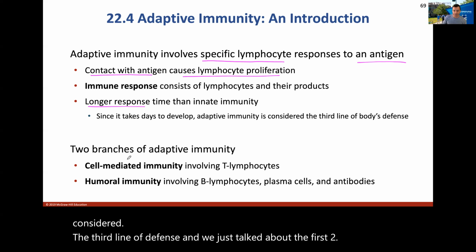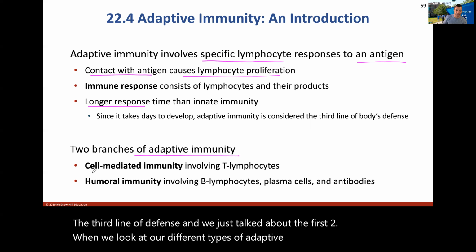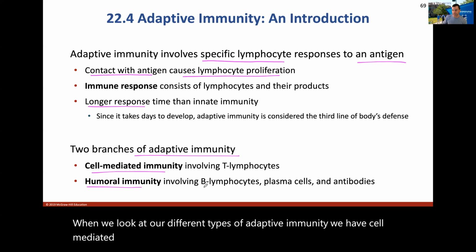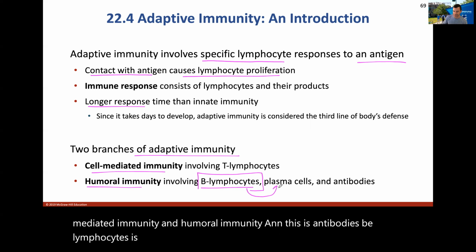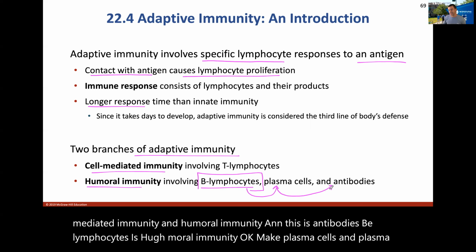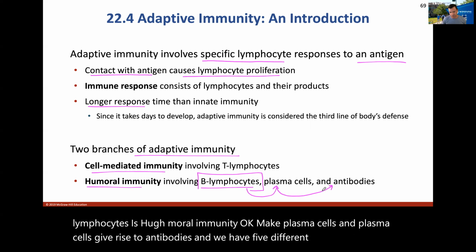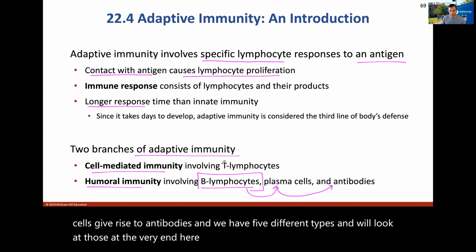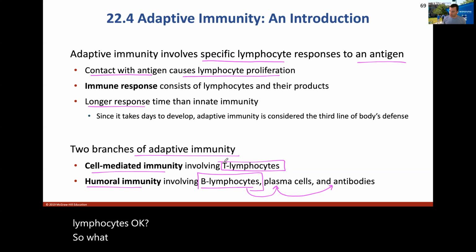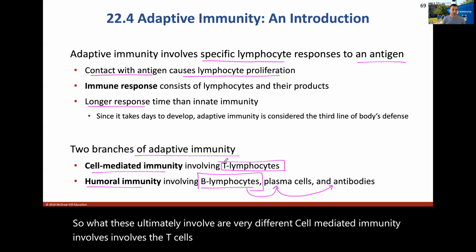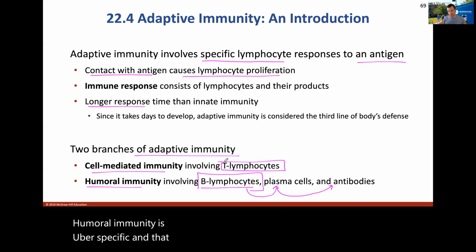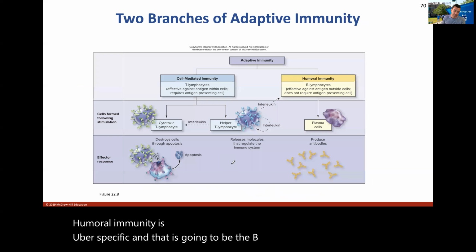When we look at our different types of adaptive immunity, we have cell-mediated immunity and humoral immunity, and this is antibodies, okay? B lymphocytes is humoral immunity. They make plasma cells, and plasma cells give rise to antibodies. And we have 5 different types, and we'll look at those at the very end here. Cell-mediated immunity involves T lymphocytes, okay? So what these ultimately involve are very different. Cell-mediated immunity involves the T cells, the T lymphocytes. Humoral immunity is uber specific, and it is going to be the B lymphocytes specifically making antibodies.